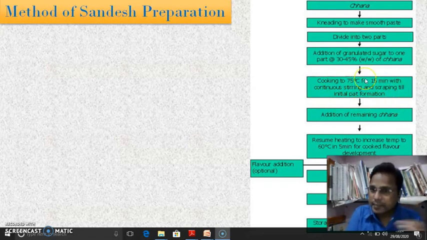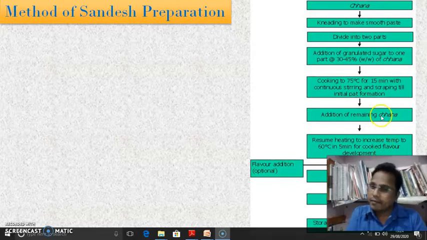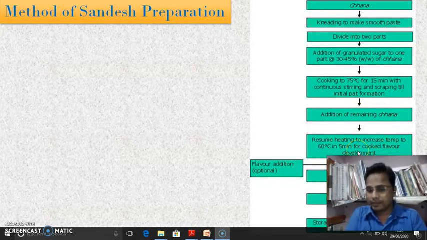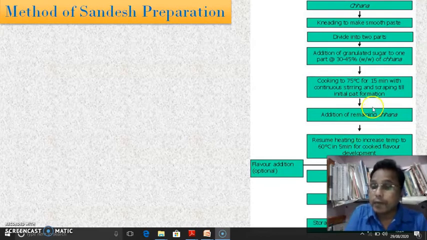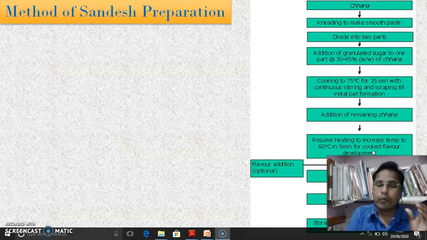Then this mixture is mixed with the remaining parts of this channa. And then again the heating is resumed for 5 minutes. And when this heating is stopped, this is the important point, when this mixture starts to form small balls, in that case we can say that this is the final step of heating.